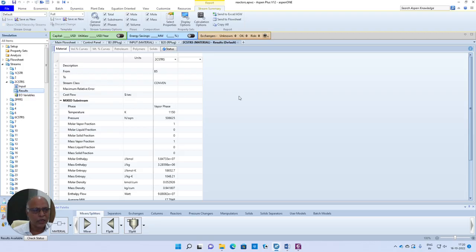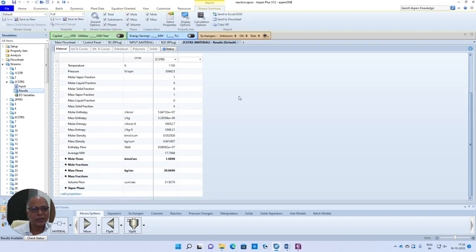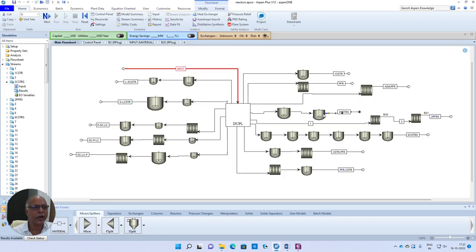So it is supposed to give you more than 60% conversion. I think you might have seen this principle in your reaction engineering course. One CSTR of 3 cubic meters was giving us a conversion of 60.8%, whereas 2 reactors connected in series, of total volume same as 3 cubic meters, gave us almost 69% conversion, better than the conversion obtained in 1 reactor.